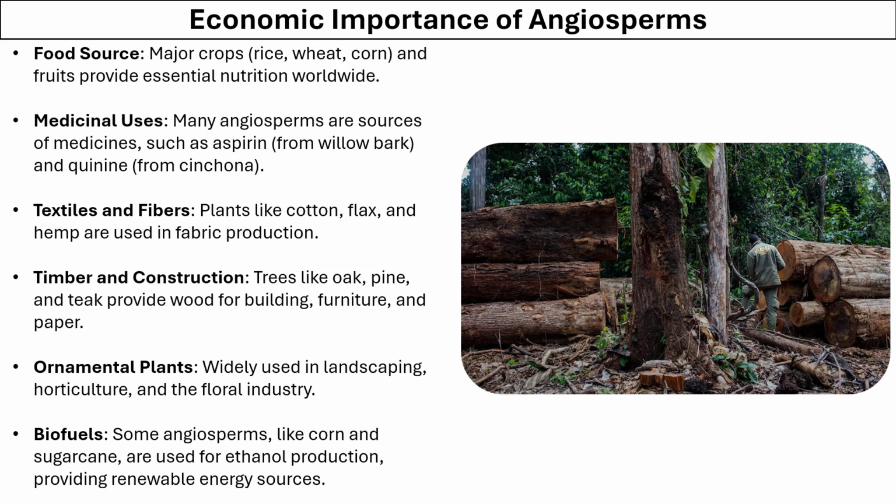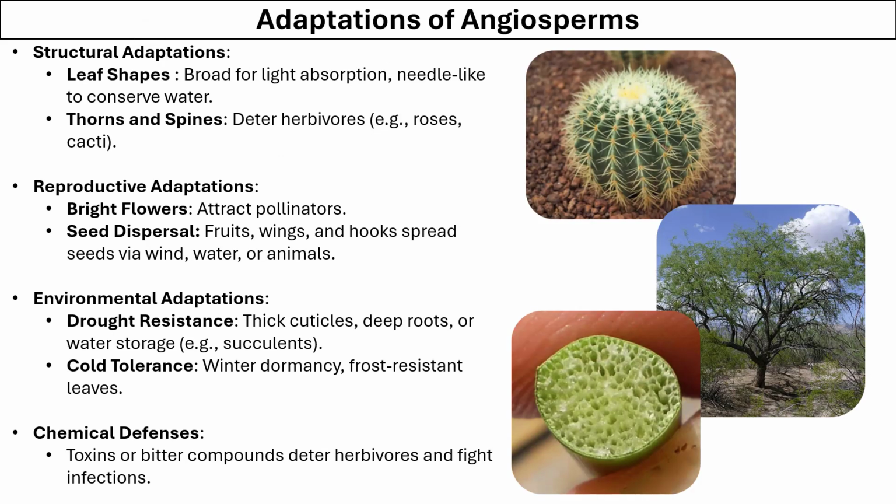They are ornamental. They are used in horticulture, floriculture, and in landscaping, and they are also a rich source of biofuel. For example, corn and sugarcane are used in ethanol production, which is used as a renewable energy resource. Angiosperms display several adaptations, which have made them capable of having so much diversity and being present in all the diverse environmental conditions.